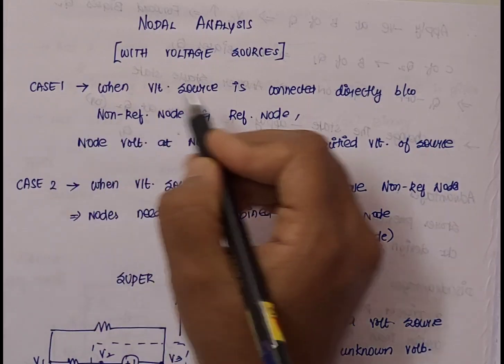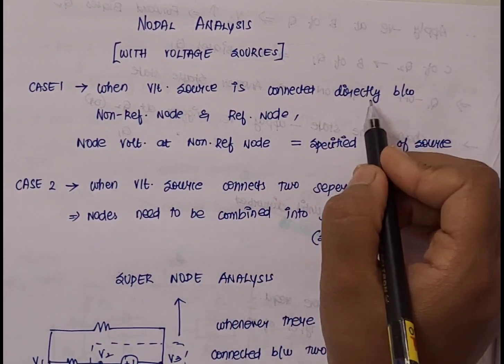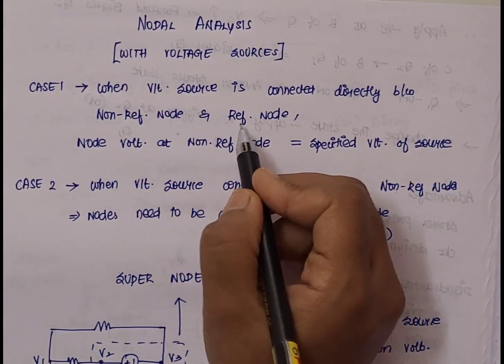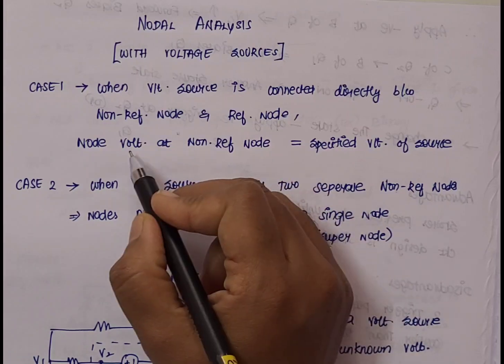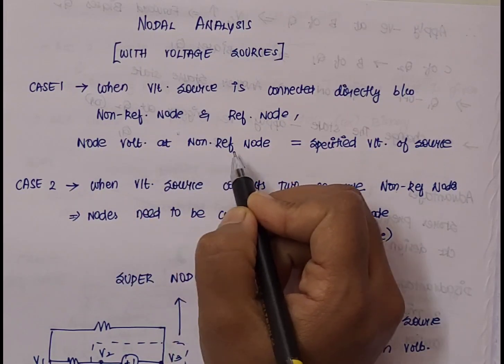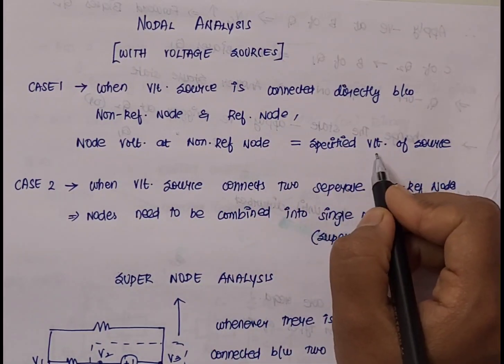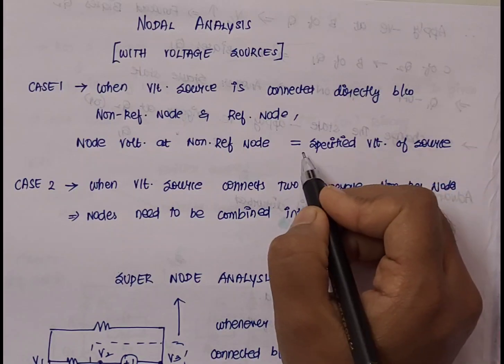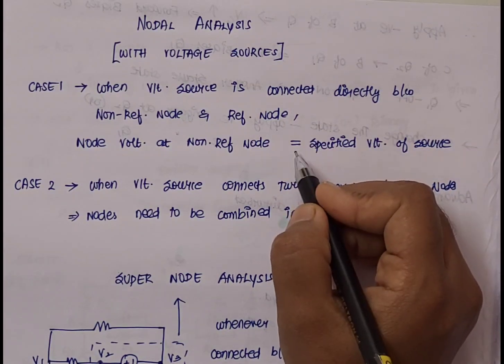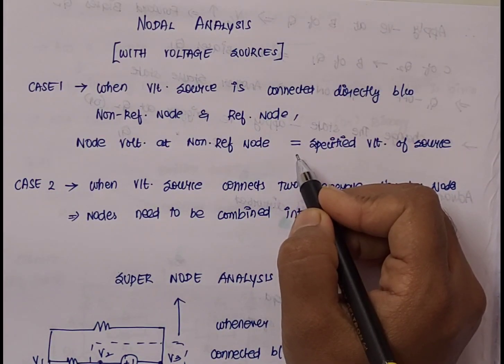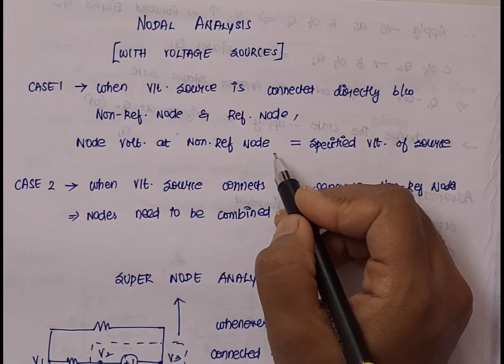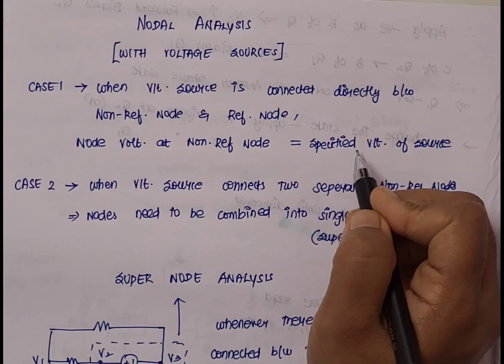Under the first case, when a voltage source is connected directly between the non-reference node and the reference node, then the node voltage at the non-reference node will be equal to the specified voltage of the source. We saw the example for this particular case and identified how the nodal voltage is equal to the specified voltage.